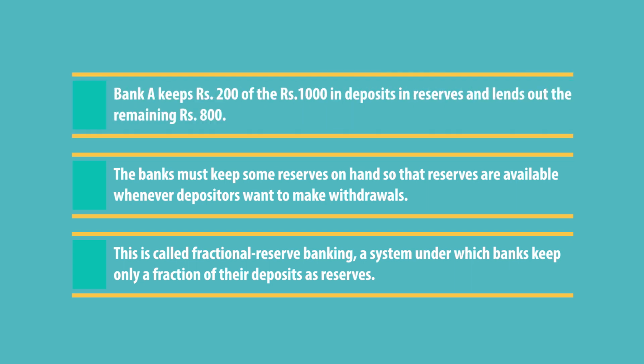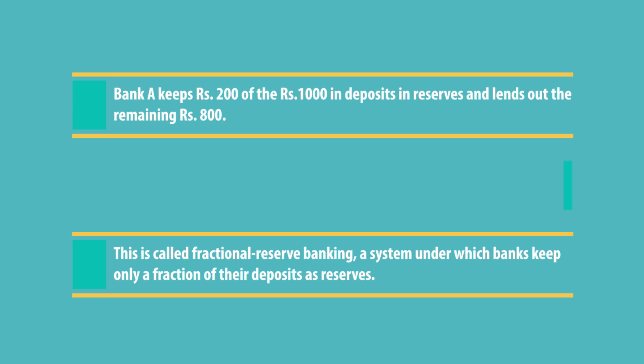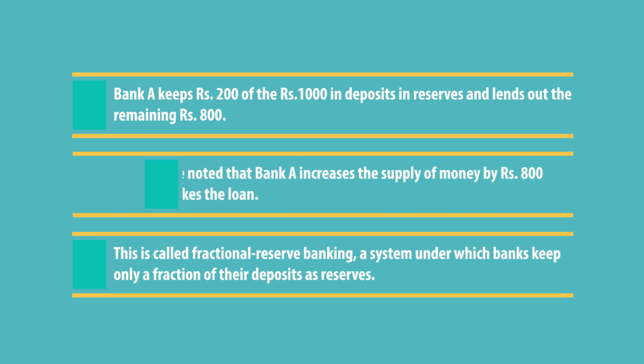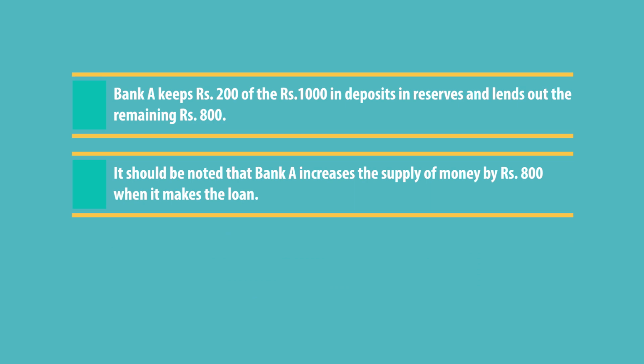So we find here that Bank A keeps 200 rupees of the initial deposit of 1,000 rupees as reserves and lends out the remaining 800 rupees. It should be noted here that Bank A basically increases the supply of money in the economy by 800 rupees when it makes the loan.